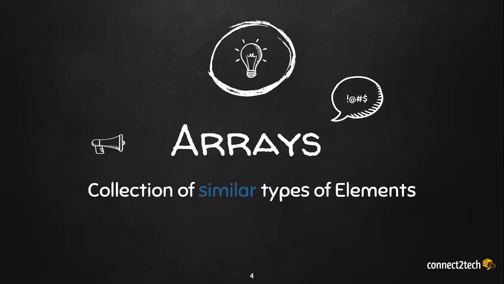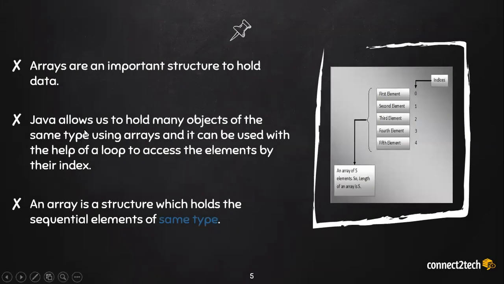What is an array? Array is a collection of similar type of elements. Here, the emphasis is on similar, meaning that you put together similar type of elements. It could be integer data type, floating point data type, Boolean data type. So it should be similar type of elements. So arrays are an important structure to hold data. This I will show with an example in a few minutes.